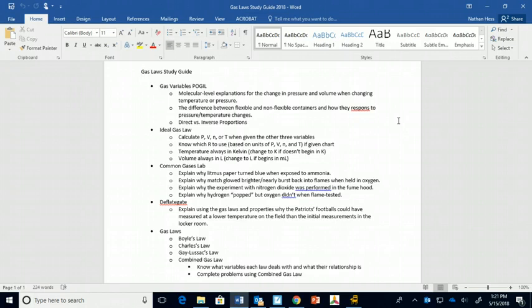I'll put it up here that way you can see it. Kelvin is Celsius plus 273, right? Ta-da! But if I want Celsius, what would I do? There you go. Does that make sense?